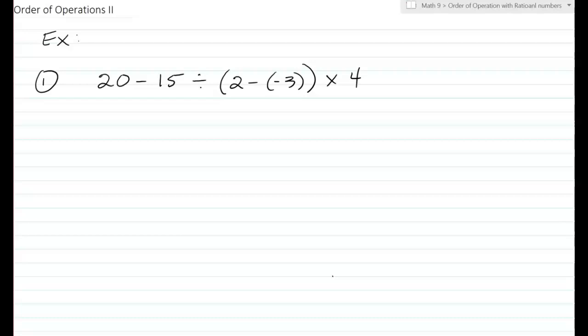Hello again, everyone. So we're going to continue working with order of operations. We're going to go through a few more examples, and so let's get to it.